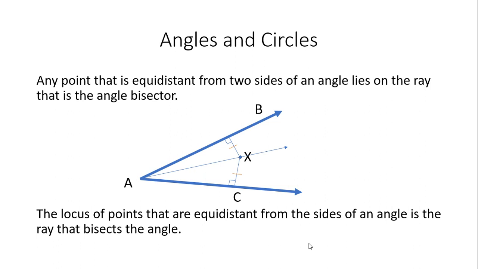So moving on to angles, any point that is equidistant from two sides of an angle lies on the ray that is the angle bisector. So here we have point X, which is equidistant from the ray AB and the ray AC. Now if we take those line segments and make them perpendicular to the rays, we end up with two congruent triangles. And if we continue to do this all up and down the rays, then those points will form a ray that bisects the angle.